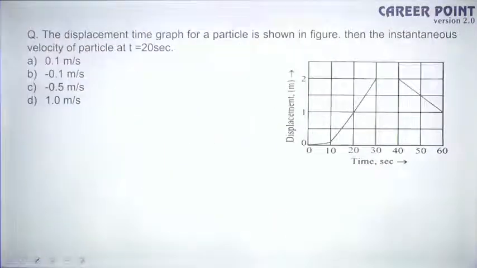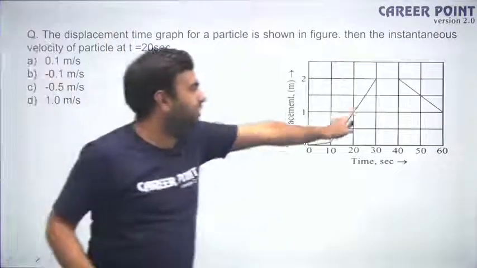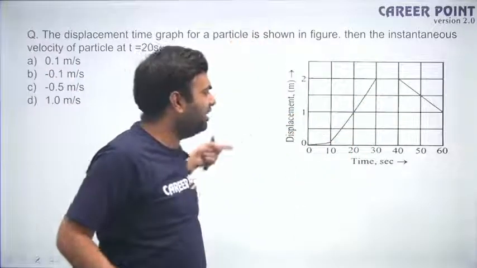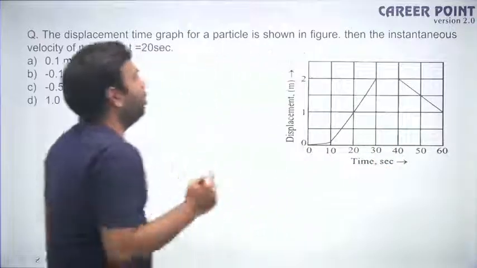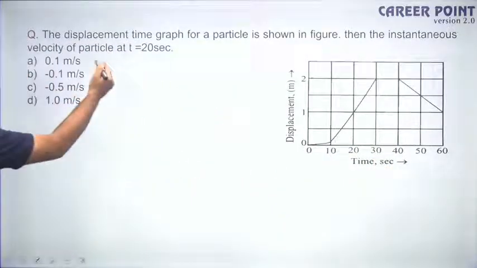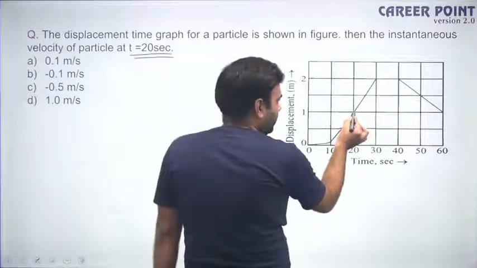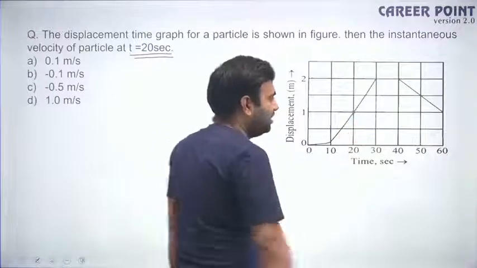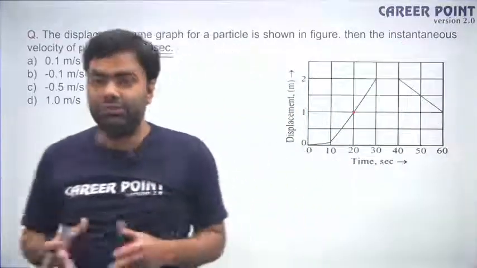Now see, the displacement time graph of a particle is shown in the figure. This is the displacement axis, this is the time axis, and this is the displacement time graph. What you have to do is find the instantaneous velocity at t equals 20 seconds. How are you going to find that velocity?